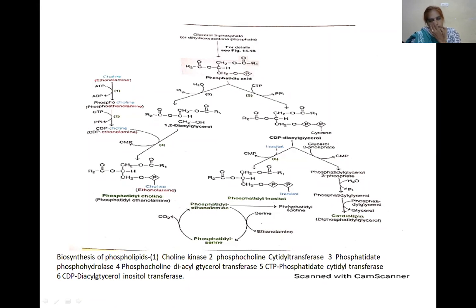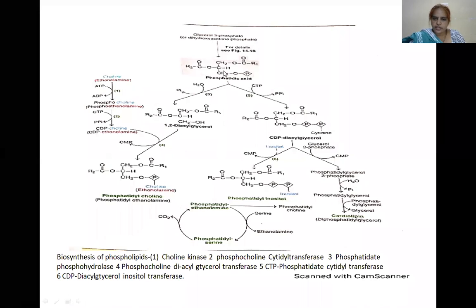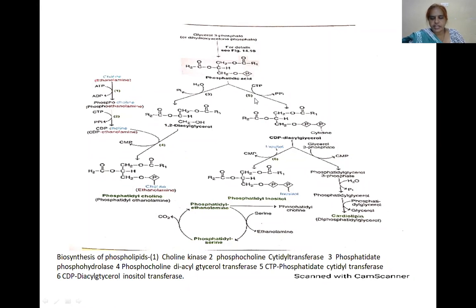Now see the phosphatidylinositol. Here is CDP-diacylglycerol. This CDP-diacylglycerol is formed from phosphatidic acid; that means phosphatidic acid is involved in its formation. This reaction is catalyzed by CTP phosphatidate cytidylyltransferase. After formation, this CDP-diacylglycerol is involved in the formation of phosphatidylinositol.